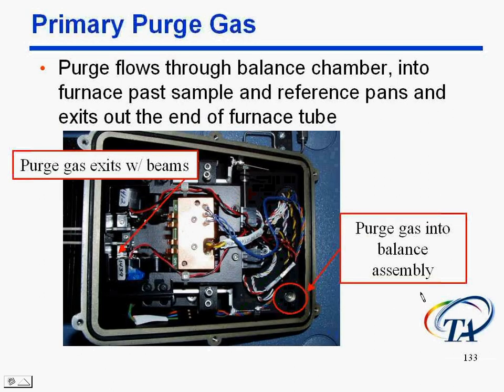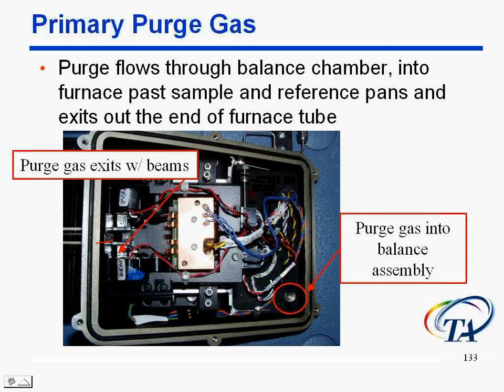Now here is a picture of the balance. Right here that I've got circled, that little fitting that you can see down there, and there's a hole there, that's where the primary purge comes into the balance assembly. And it purges this whole thing. There's obviously a lid on this, but it purges this whole chamber and comes out right through here, where the beams go through that hole. So it's got to purge this whole chamber where we've got our balance mechanism, and the wires that come off the thermocouples and beams. So this is a big area.